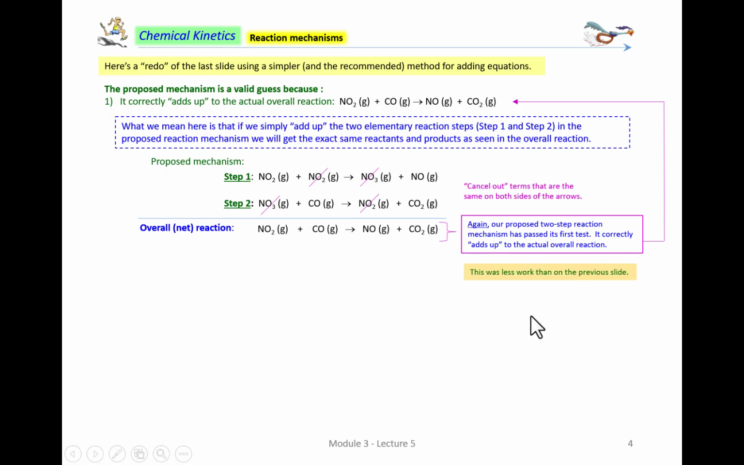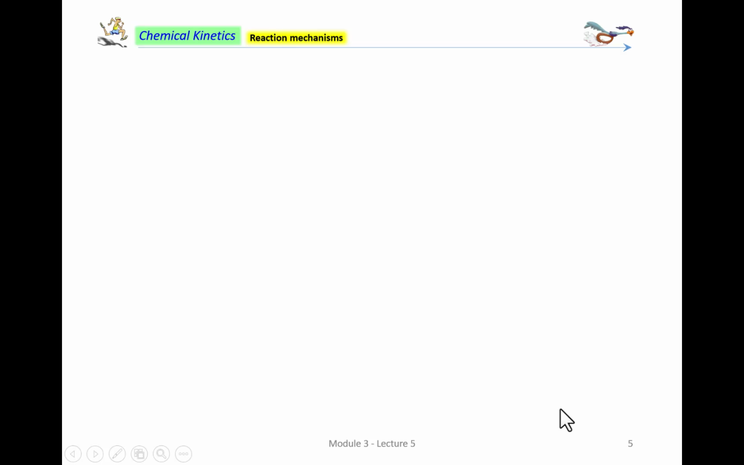Now, our proposed mechanism must still pass the second test. And remember, the second test is that it should correctly predict the experimentally determined rate law. The experimentally determined rate law was that rate is a function of the square of the NO2 concentration and has no dependence on the CO concentration.